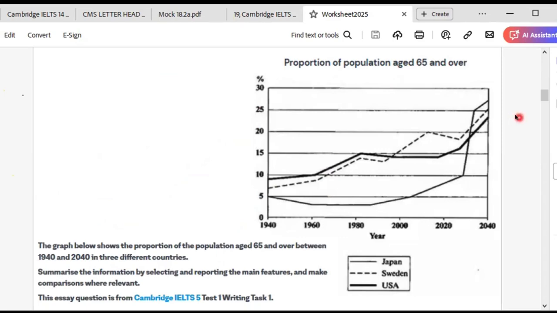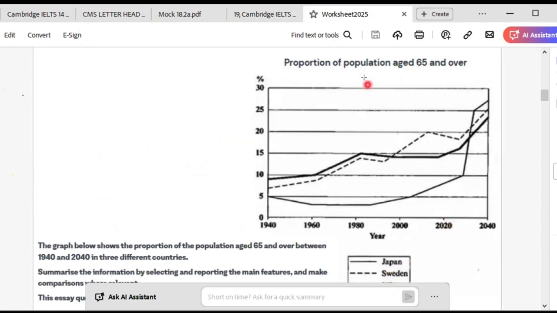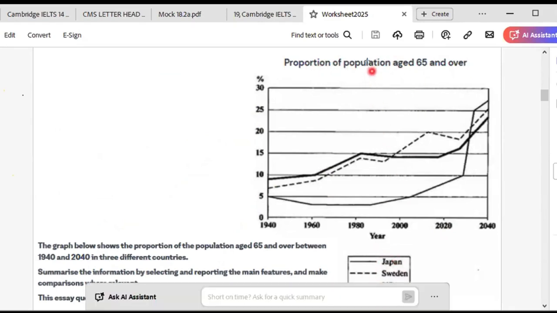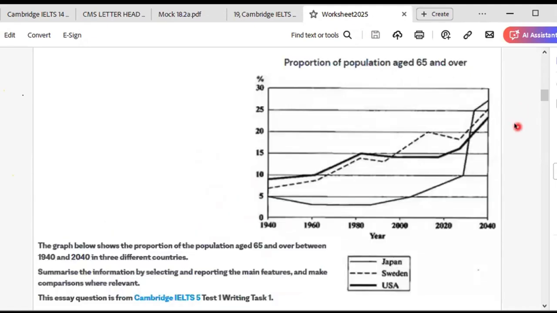Look at this one here. Proportion of population aged 65 and over. That is the title of this chart. And we have 3 countries here. That means that they are talking about what? Population of Japan, population of Sweden, population of what? Population of USA. 3 countries. What is the proportion of Japan that was 65 years and above? This graph shows us the population of Sweden that was 65 years and above. This graph shows us the proportion of the population.